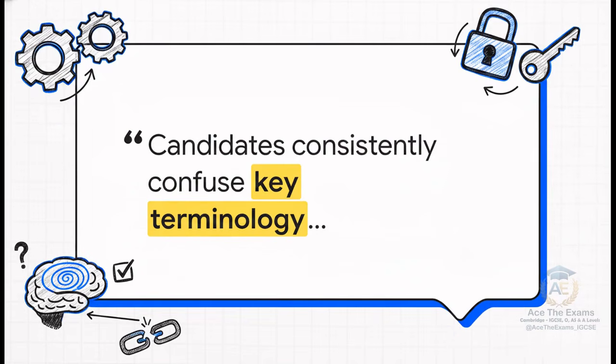Don't just take my word for it. This is straight from the principal examiner report. They are practically begging us here, saying that candidates consistently confuse key terminology and confuse cause and effect. They go on to say you must always define your terms before using them in extended responses. Memorizing the textbook is not enough, guys. If your logical reasoning is slightly off, all that revision time just goes right out the window.